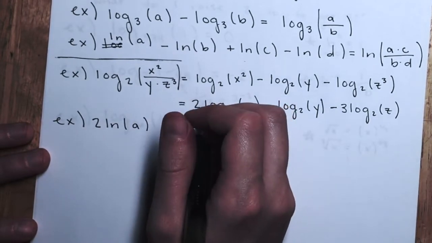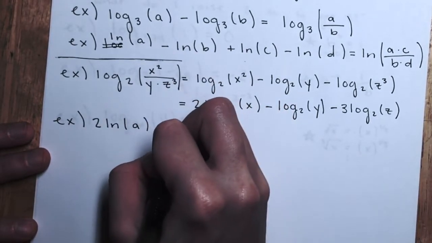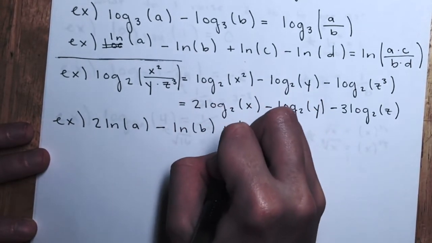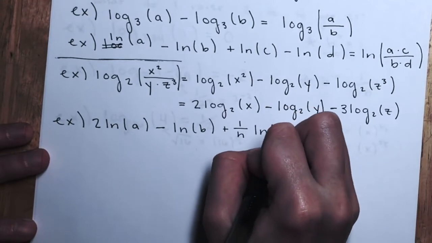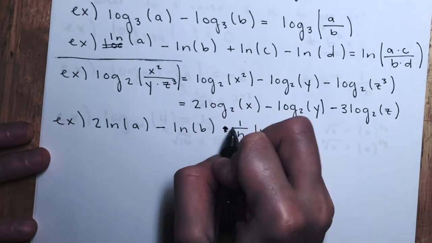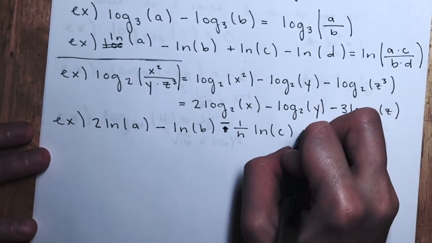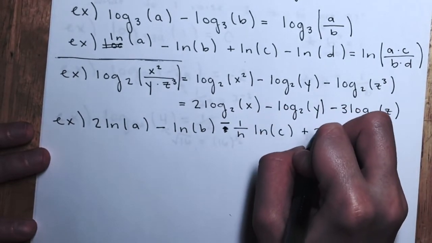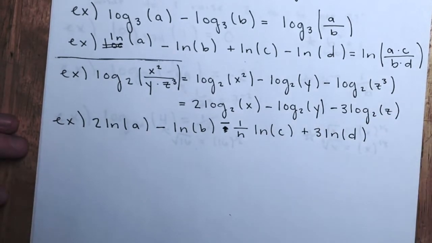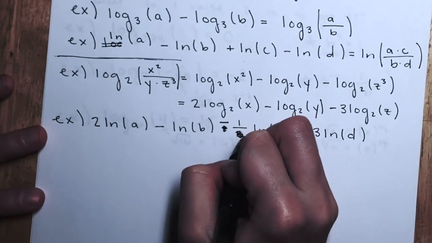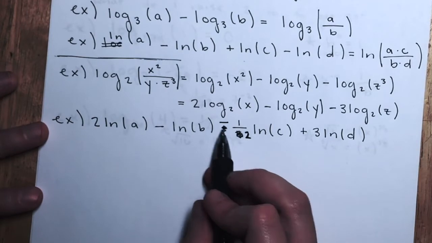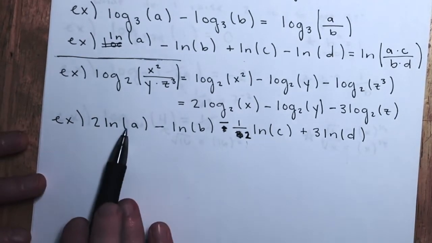Let's say we've got 2 ln of a minus ln of b plus 1/2 ln of c, minus, this should be minus, plus 3 ln of d. Sorry, I double messed up on this one. So this is 1/2, so minus 1/2.